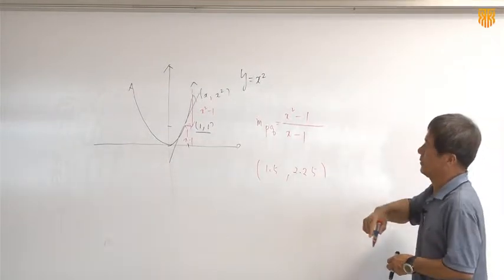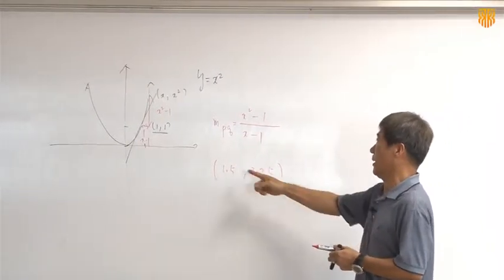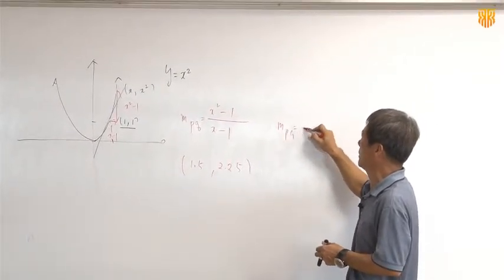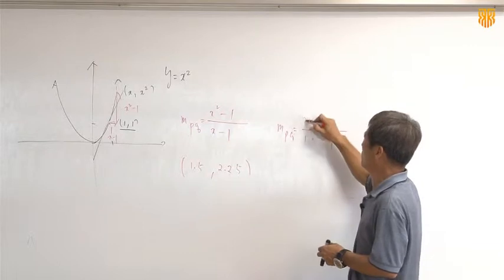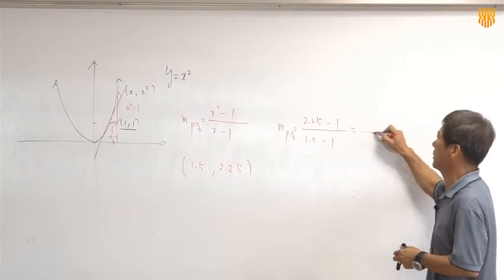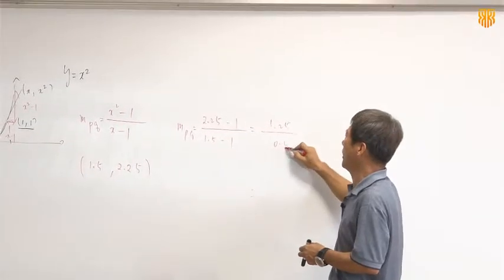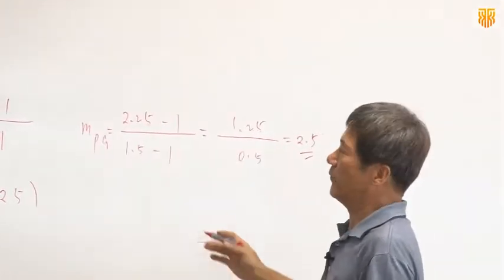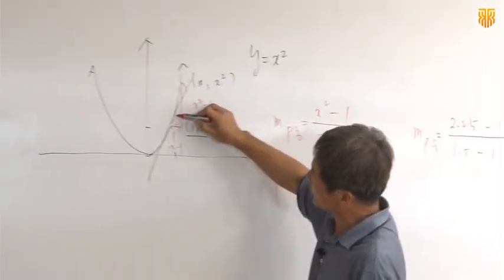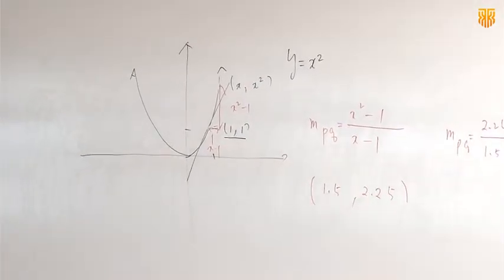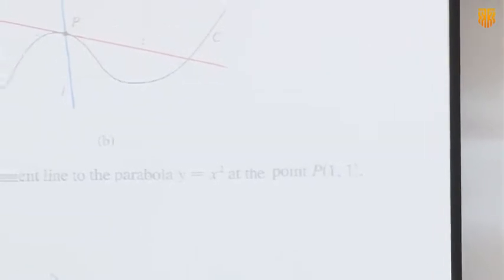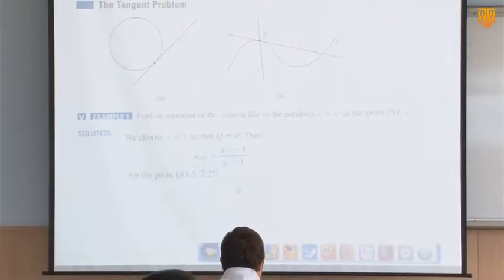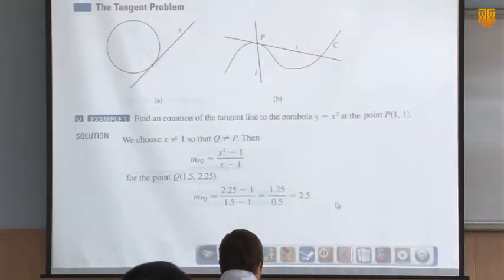Then what is the slope of the line through these two points? M_PQ is going to be (2.25 minus 1) over (1.5 minus 1), so it's going to be 1.25 over 0.5, which is 2.5. In this fashion, you choose some point which is close to this one. I'm not going to calculate all of them, but then you choose this one, and possibly you get 2.5 here, okay?